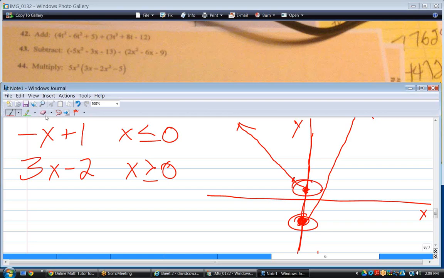So these piecewise functions only work if one of these does not have the equal sign. Actually, in our problem, it was the bottom one that did not have it. And that's what made that an open dot, not a closed dot. And that's also what made it a function.